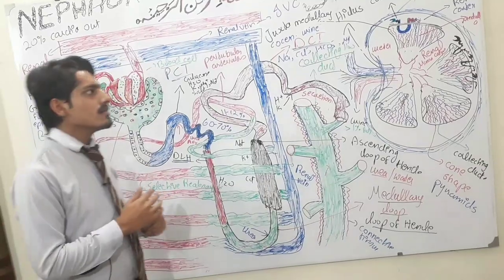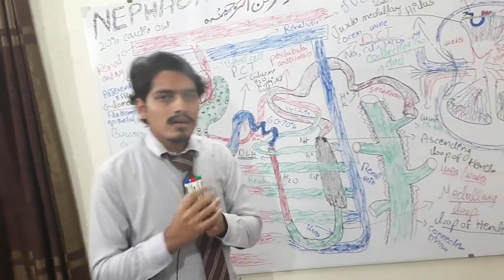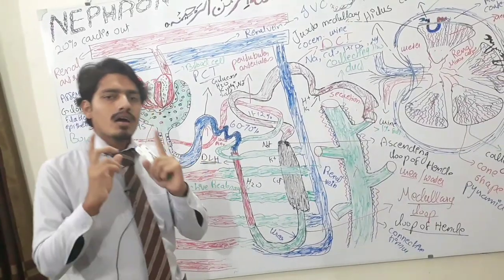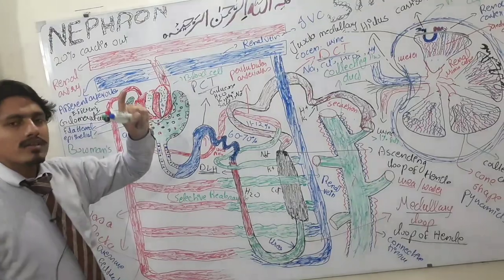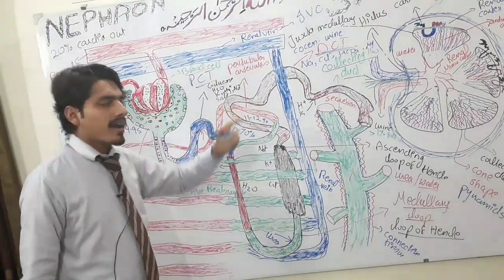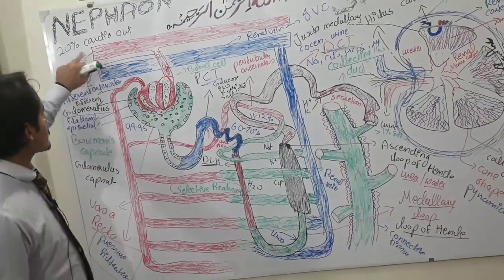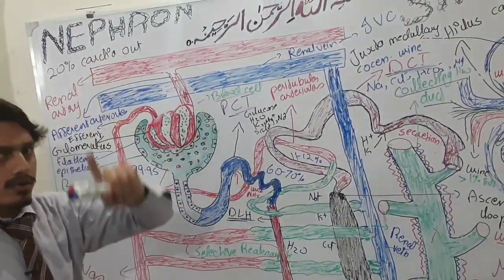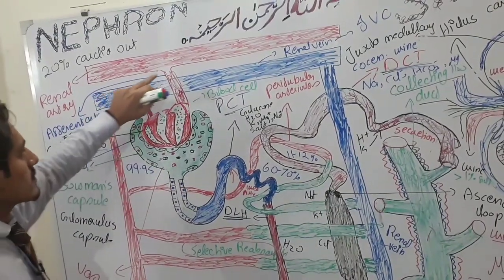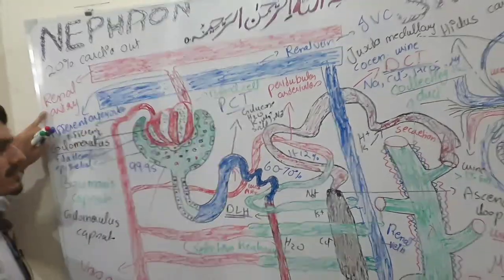Okay. Next one, what is the function? What is the function of the nephron? Before that, I will tell you how the blood vessels enter into the kidney and leave the kidney. How is it possible? First of all, our kidney receives 20% of the cardiac output through an artery. This artery is called the renal artery.